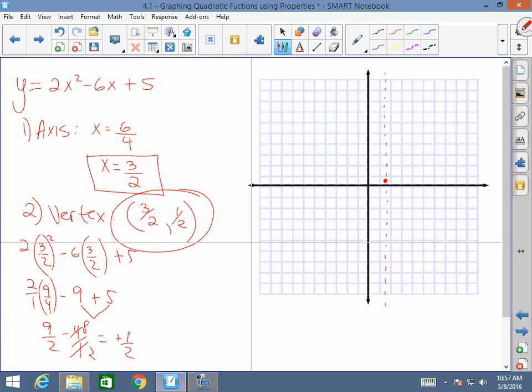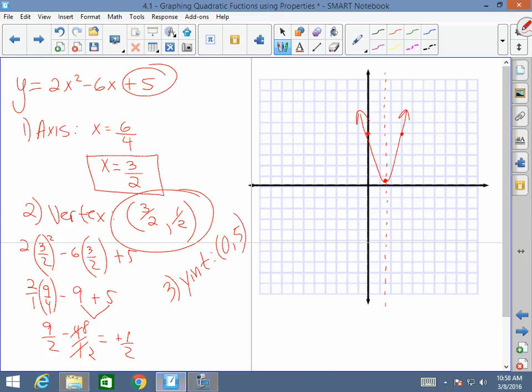Now my y-intercept, what's my y-intercept here? That's step 3. It's 0, 5. It's the y value when x is 0, or the c value. So it's 1, 2, 3, 4, 5. Now, isn't that 1.5 to the left of the axis of symmetry? So its mirror image must be 1.5 to the right. And in this particular case, we go like this, and that's it.